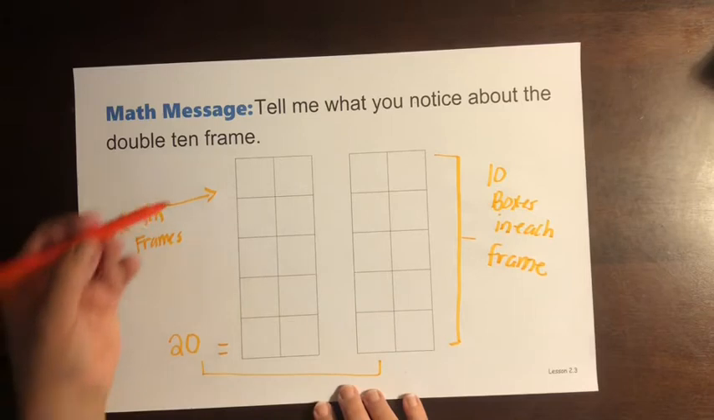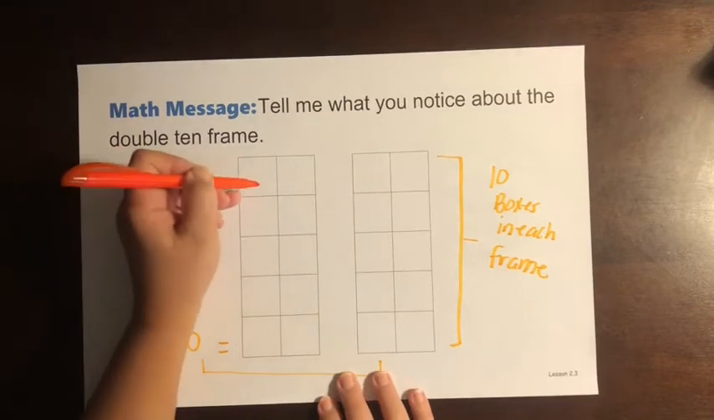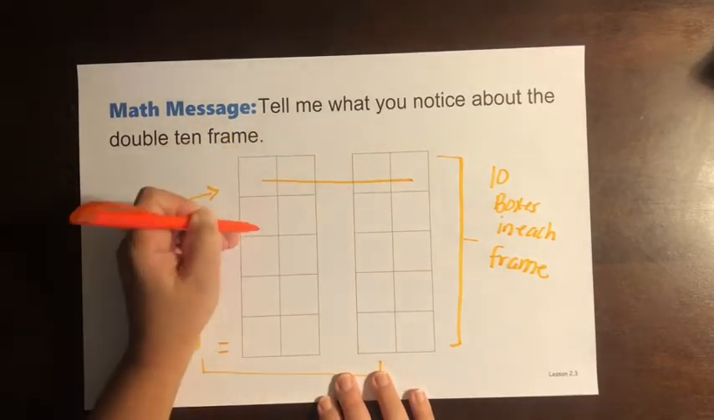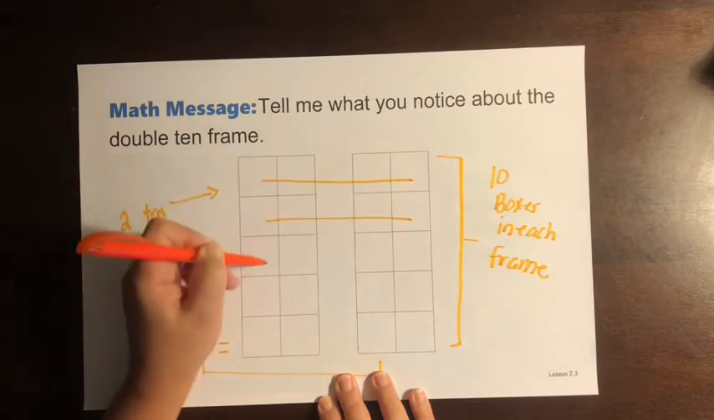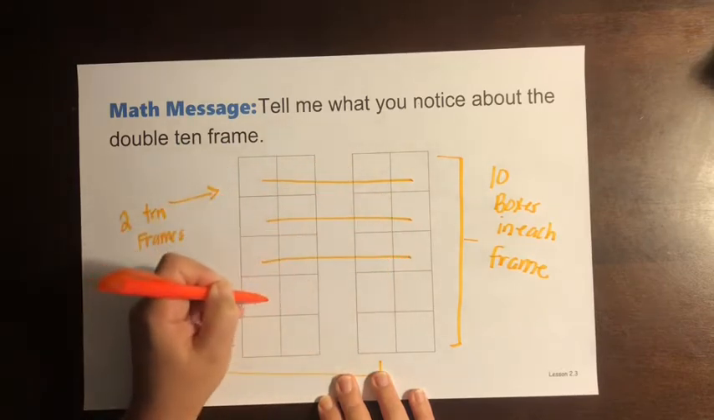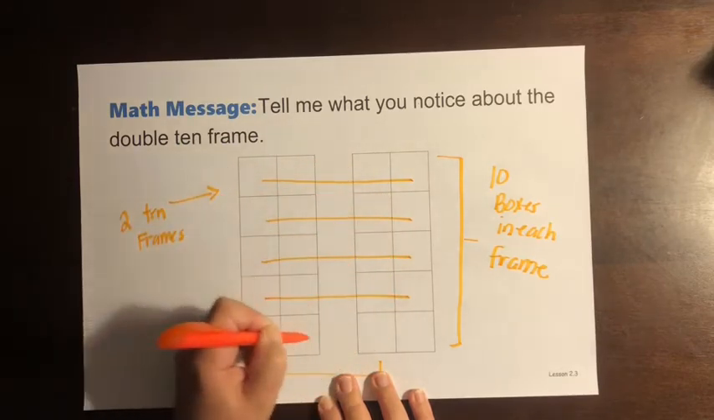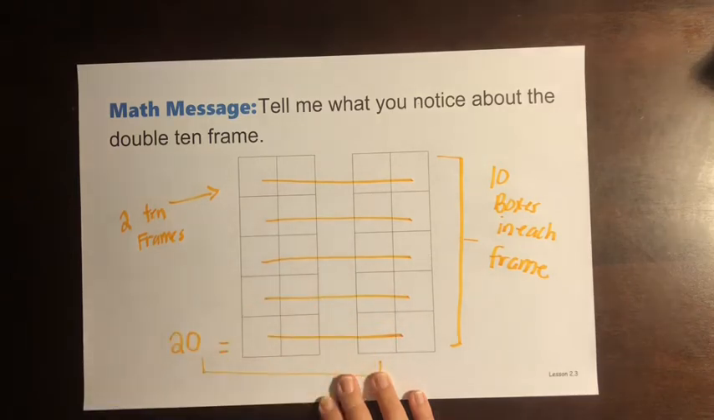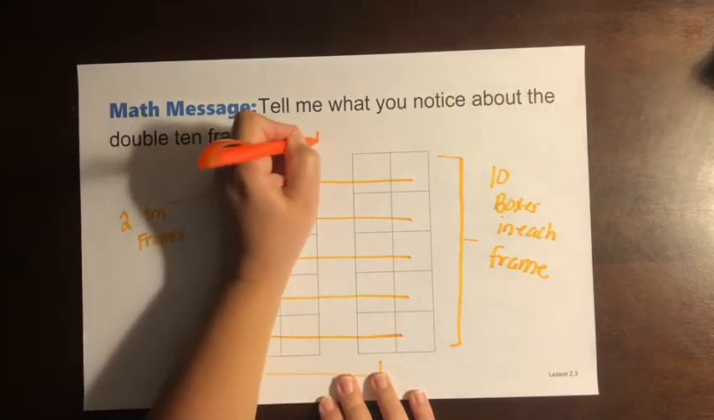Maybe some of you notice that there are rows. So this is a row, this is a row, this is a row, this is a row, and that makes how many rows? How many rows does that make? Good job, there's 5 rows.